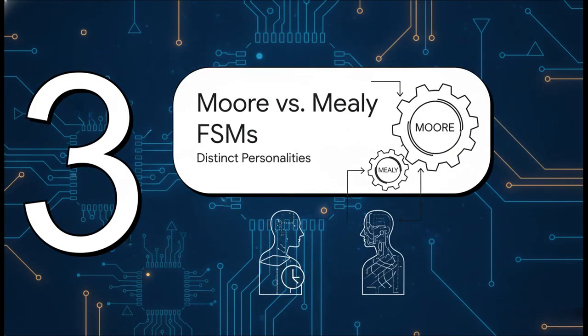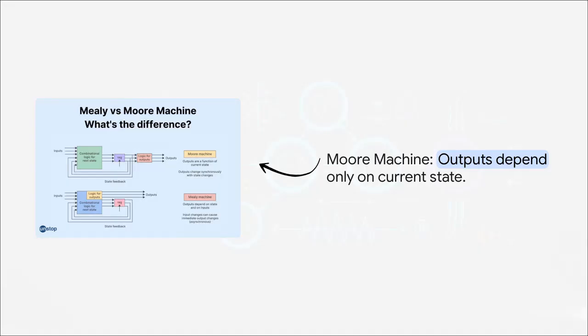Section 3. Moore versus Mealy FSMs. Two distinct personalities. First up is the Moore machine. Now with Moore, outputs depend only on the current state. It completely ignores current inputs. Because of this, outputs change synchronously with state transitions. You can think of the Moore machine as the thoughtful personality. It waits for the clock, updates its state, and then synchronously updates its output.